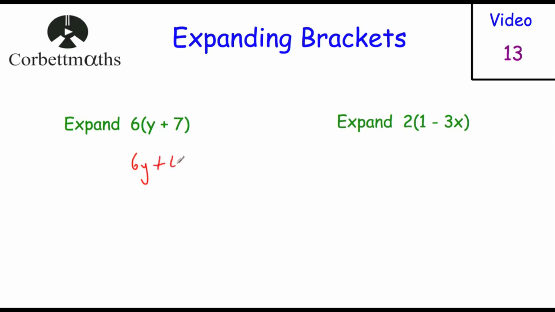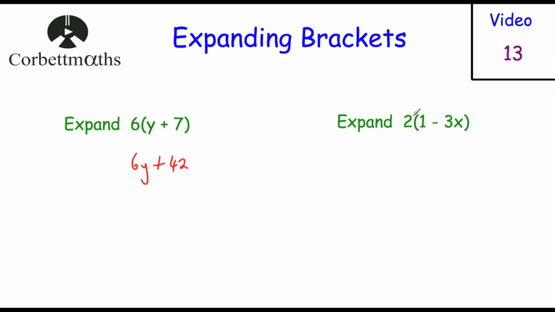So it'll be plus 42. And a quick way to do that is to just multiply whatever's in the bracket by the number outside. So you just do 6 times y is 6y, and then you do 6 times 7, and 6 times 7 is 42. So to multiply a bracket, or to expand a bracket, you just multiply what's inside by the number outside. And in M1, it will just be a constant, a number outside the bracket.